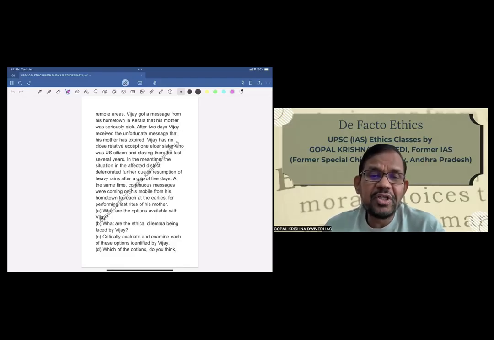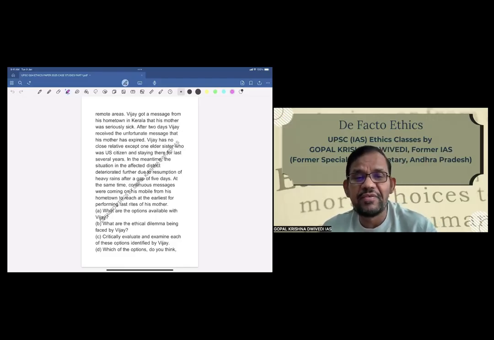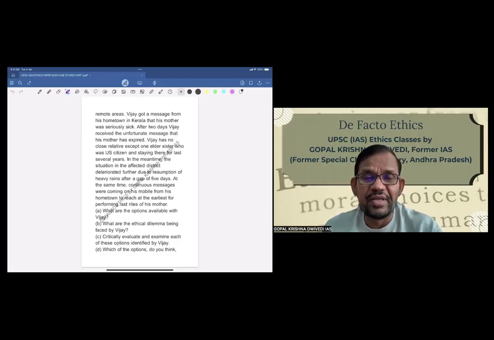In the meantime, the situation in the affected district deteriorated further due to the resumption of heavy rains after a gap of 5 years. At the same time, continuous messages were coming on his mobile from his hometown to reach at the earliest for performing the last rites of his mother.